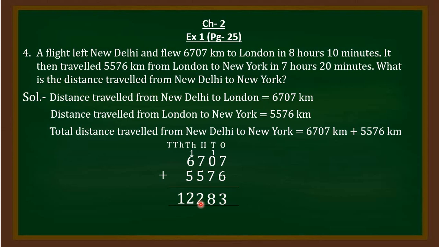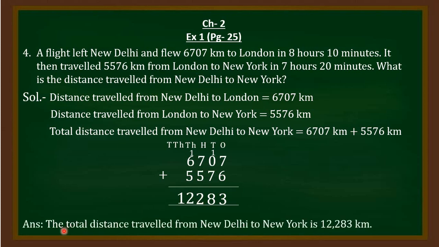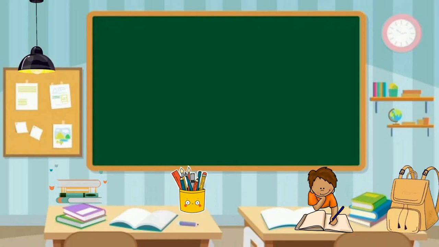Right. So the answer for this question would be, the total distance travelled from New Delhi to New York is 12,283 kilometers. Now solve this question in your notebook.